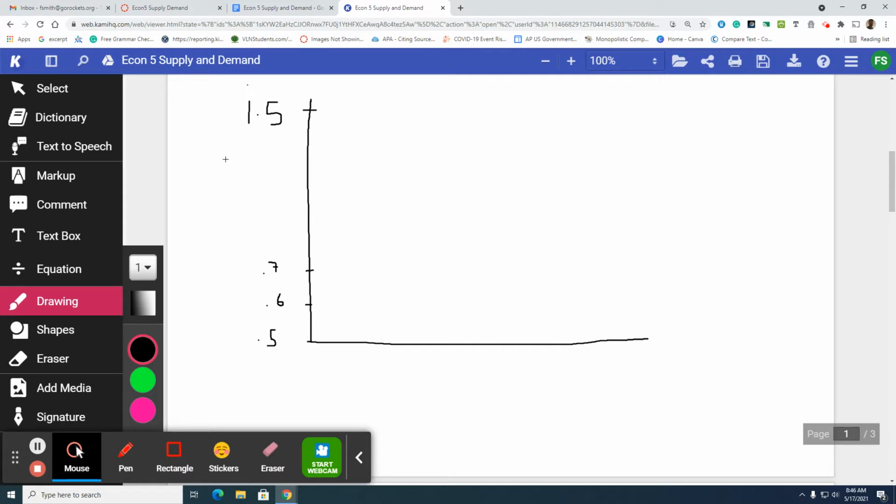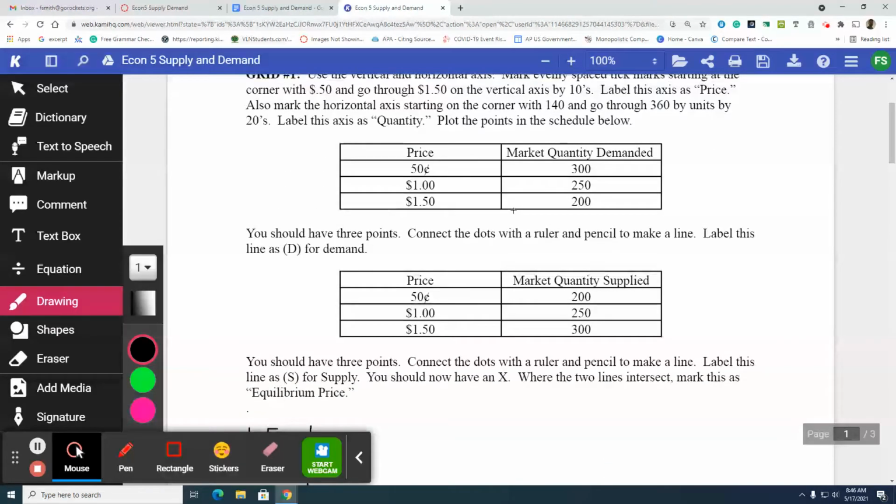And you can also put text boxes if you want to make it neater. That's entirely up to you. Just don't spend an enormous amount of time on it. You don't have to be a perfectionist with this particular activity.